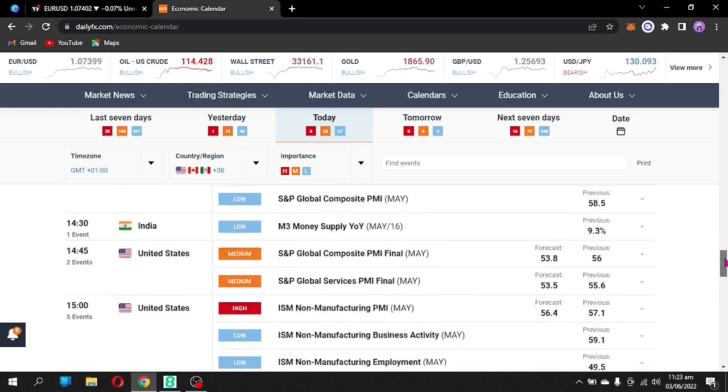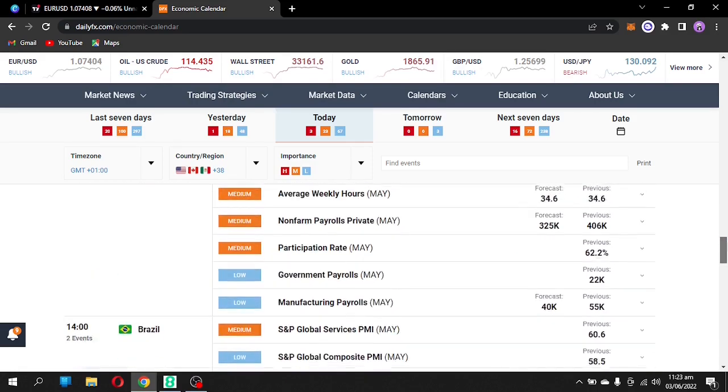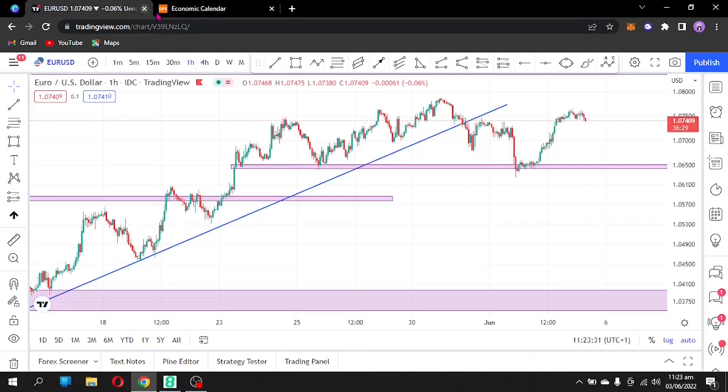So I'm expecting the United States dollar to be bullish during this release. So in that case, euro will drop while USD goes up. So that means the euro USD currency pair will go bearish.